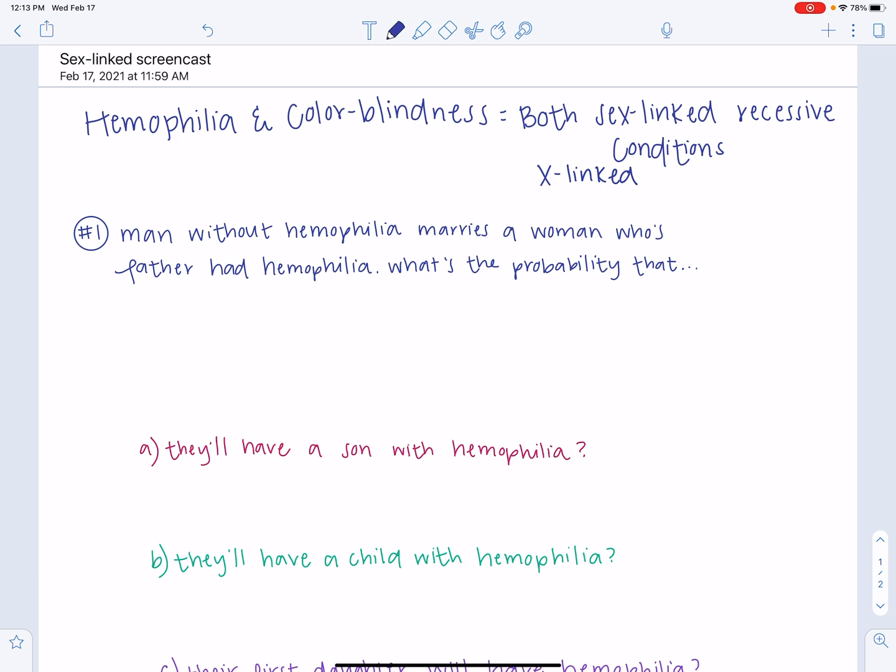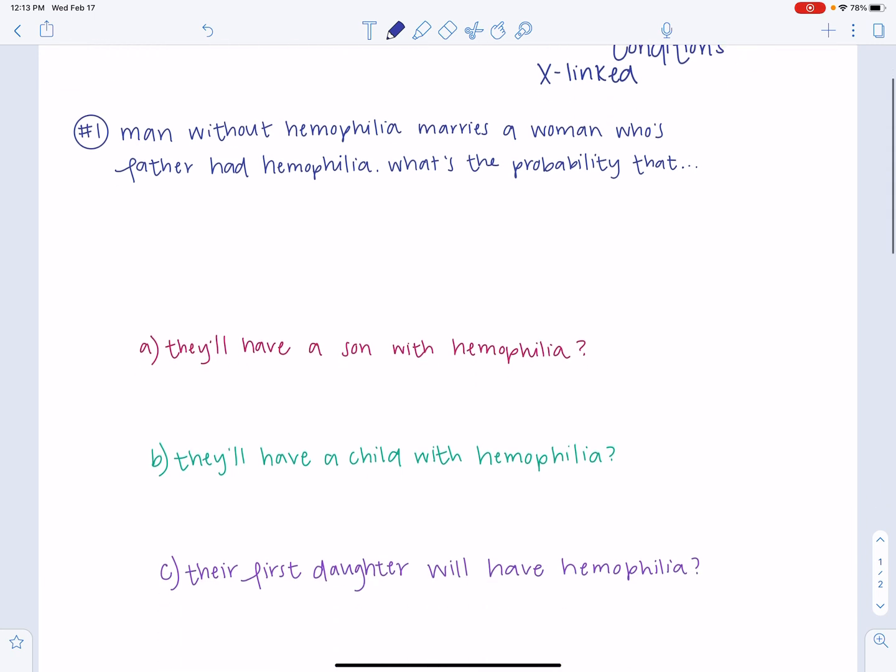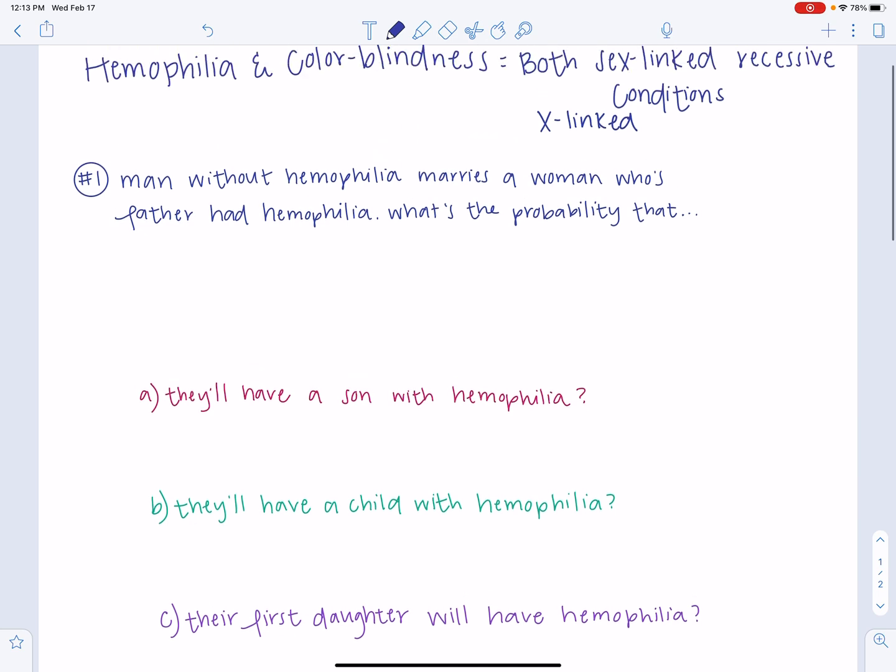So the first scenario is a man without hemophilia marries a woman whose father had hemophilia. What's the probability that they'll have a son with hemophilia, they'll have a child with hemophilia, and the third one says that their first daughter will have hemophilia. So the first thing we need to do is talk about how we notate these. We know that males are XY and females are XX.